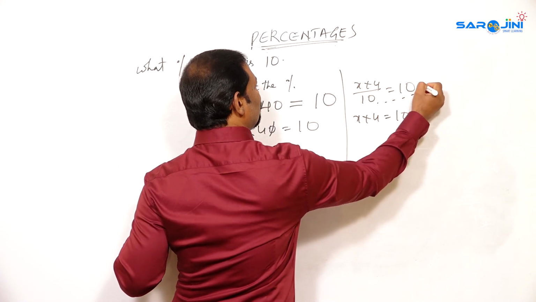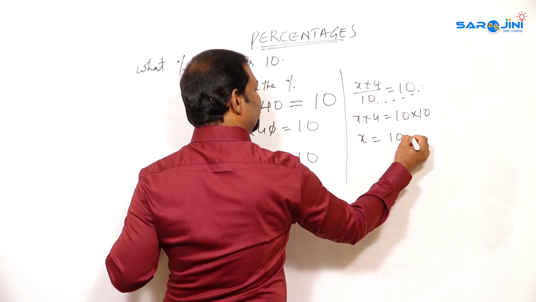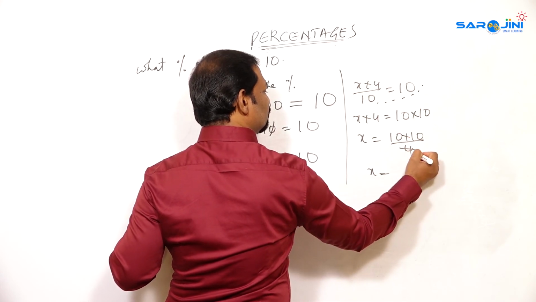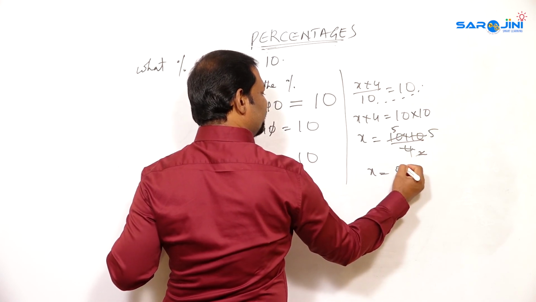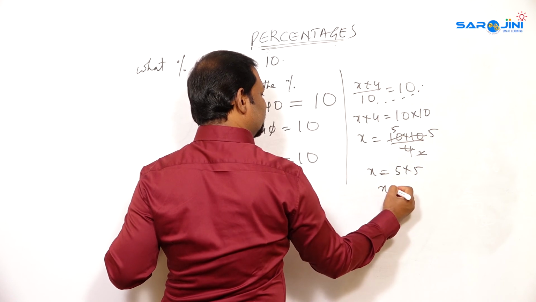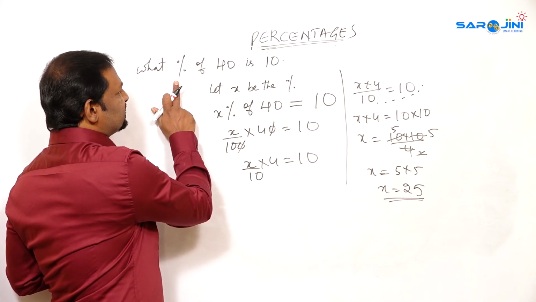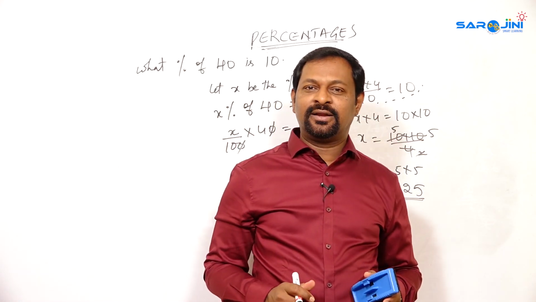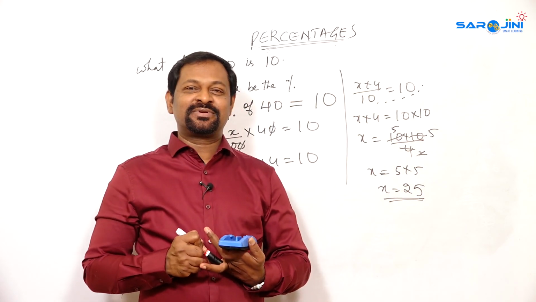x into 4 is equal to 10 into 10, since this denominator goes to the numerator on the other side. So x is equal to 10 into 10 by 4. 2 twos are 4, 2 fives are 10, so 5 into 5. Finally x is equal to 25. So 25% of 40 will be 10. In this way we can find out percentages. Hope you understood the concept clearly.